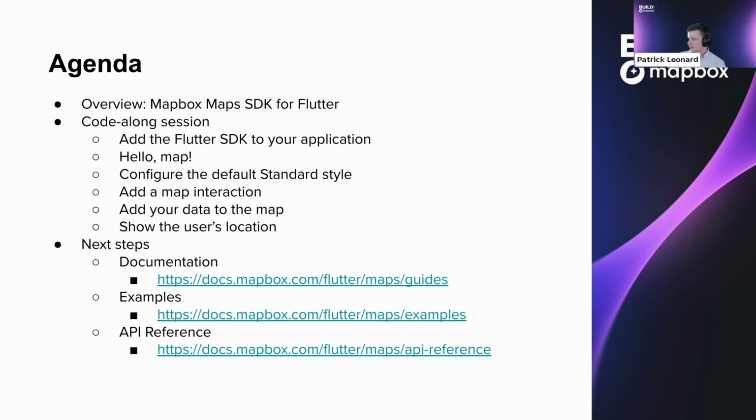So just a quick little agenda. I'll give a quick overview of the SDK itself and some requirements there, and then we'll dive right into a code along session for getting started with the SDK. So we'll learn how to add the Maps SDK for Flutter to your application. We'll do a quick little hello map just to make sure everything's running correctly. We will learn to configure some parts of the default Mapbox Standard style. Then we will add an interaction to the map, add your own data to the map, and then finally show the user's location on the map.